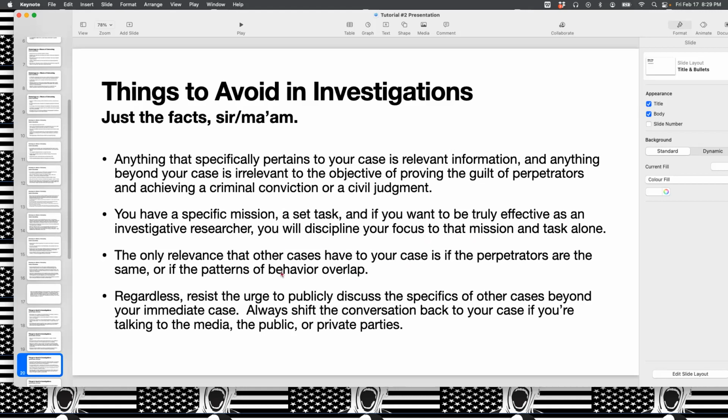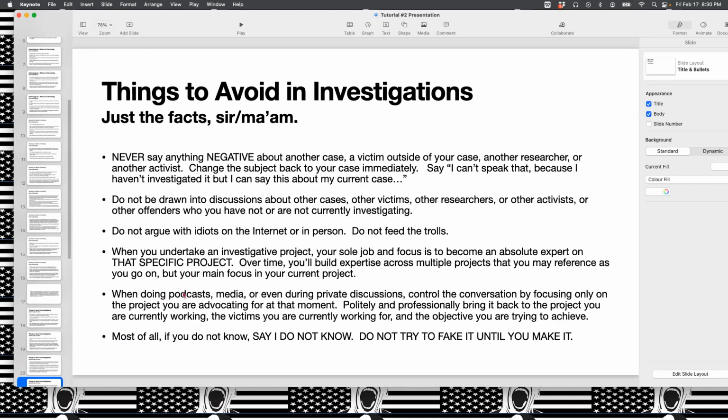The only relevance that other cases will have to your case is if the perpetrators are the same or if the patterns of behavior overlap. Regardless, you also want to resist the urge to publicly discuss the specifics of other cases beyond your immediate case. Again, I cannot say this enough. Always shift the conversation back to your case if you're talking to the media, the public, or private parties such as the police.